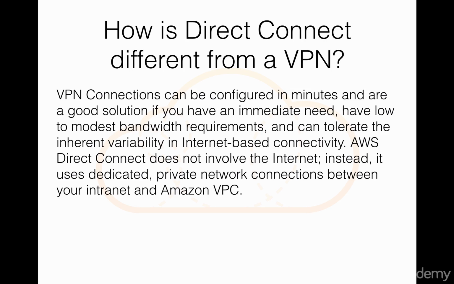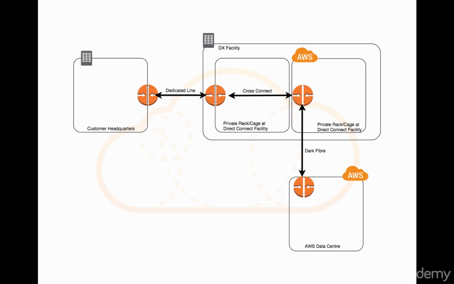One of the scenarios might come up: it's important to understand the difference between Direct Connect and using a VPN. VPN connections can be configured in minutes, and they're a good solution if you have an immediate need, you have low to modest bandwidth requirements, and you can tolerate the inherent variability of internet-based connections. So you can tolerate if a VPN connection drops out, for example. AWS Direct Connect does not involve the internet. Instead, it uses a dedicated private network connection between your intranet and the Amazon VPC.